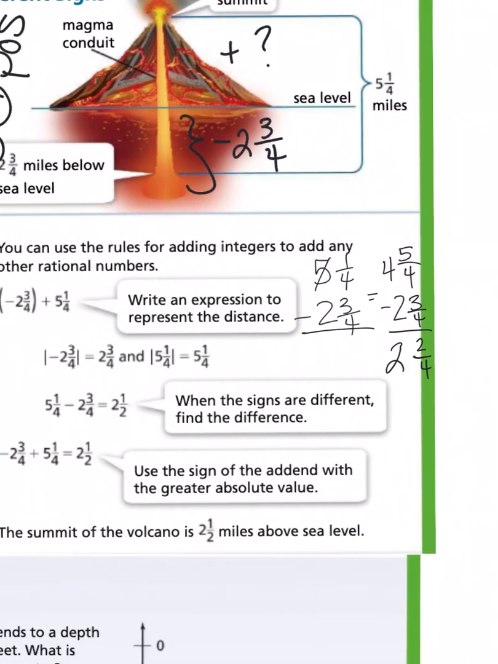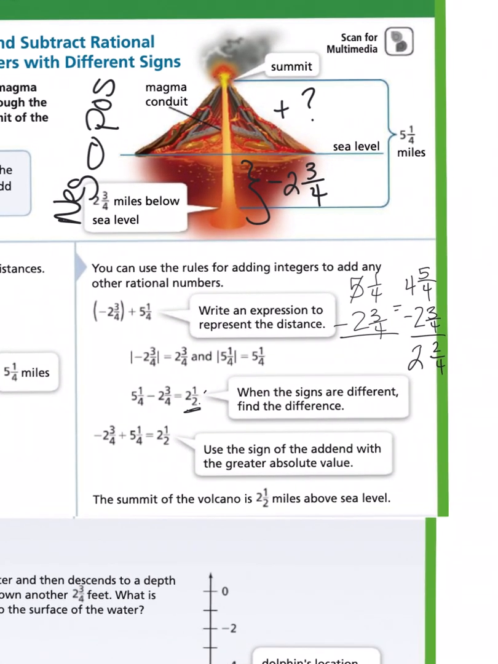Well, that's not the answer they have here. They have 2 1/2. Why? Because we have to simplify. 2/4 can be divided both by 2. 2 divided by 2 is 1. 4 divided by 2 is 2. And that's how we get our 1/2. So make sure you're always putting your fractions in simplest form. So negative 2 3/4 plus 5 1/4 gives us 2 1/2. And so the summit of the volcano is 2 1/2 miles above sea level.